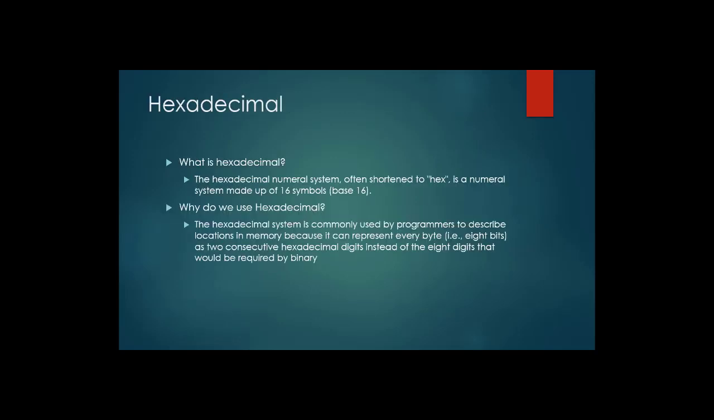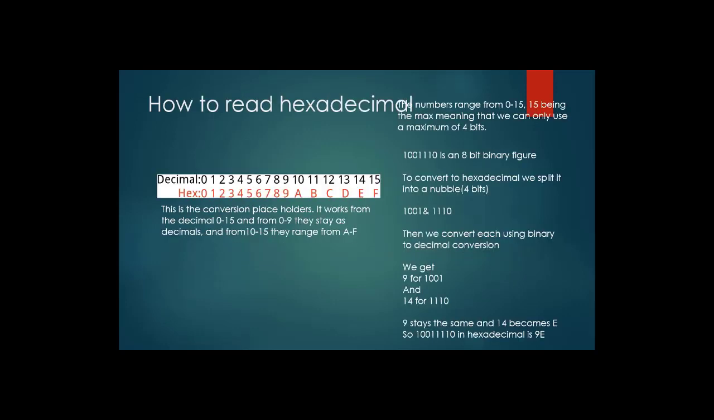Hexadecimal is a numeral system, often shortened to hex. It's made up of 16 symbols, it's base 16, and we use this because it's easier to represent every byte. Rather than using 8 digits, we can just use 2. And how to read it is pretty straightforward as well. From 1 to 9 it's just normal denary, but from 10 to 15 we use A to F.